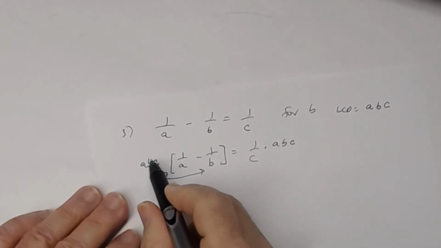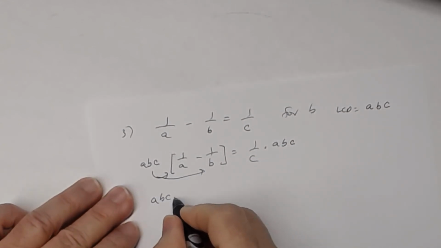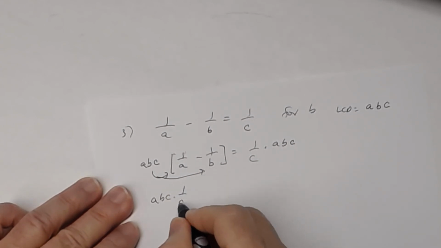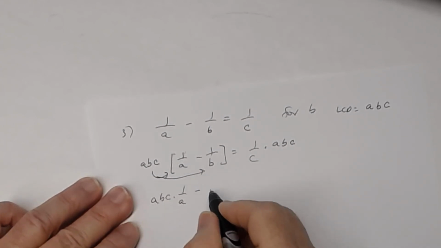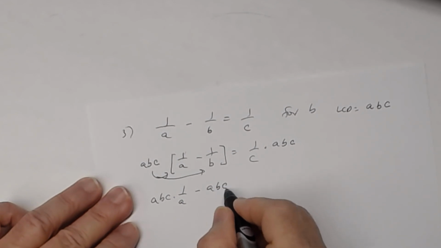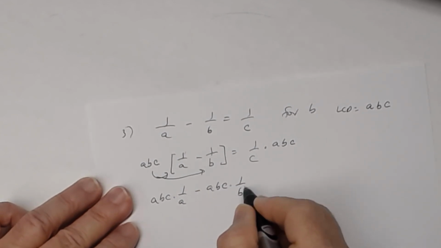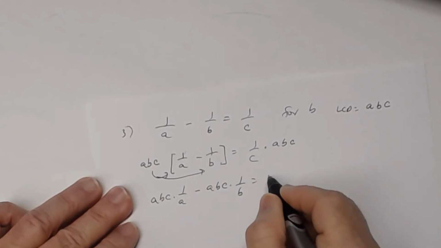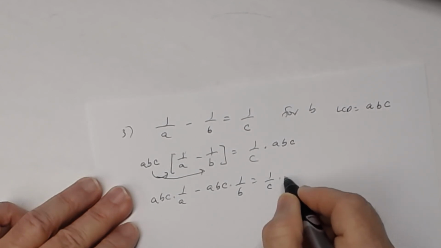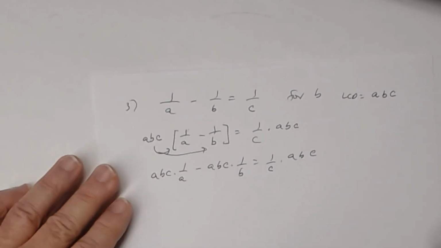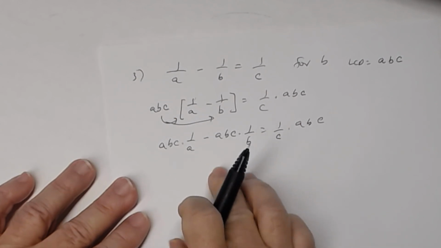So I get the least common denominator, a times b times c, times the first fraction, minus the least common denominator, a times b times c, times that second fraction, equal, I'm just going to go ahead and rewrite this over, 1 divided by c times a times b times c. And now I'm going to clear those denominators.